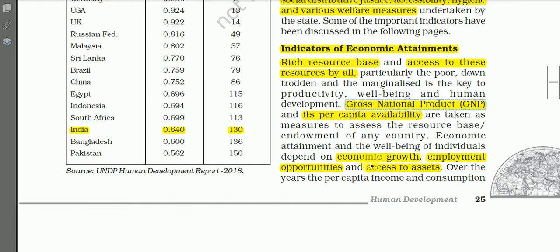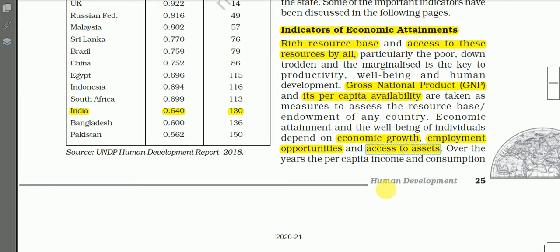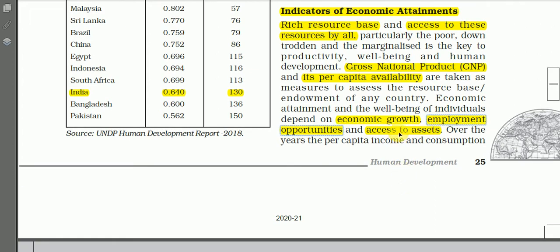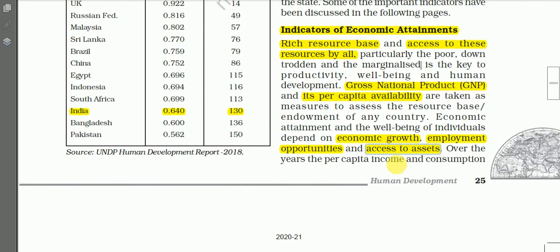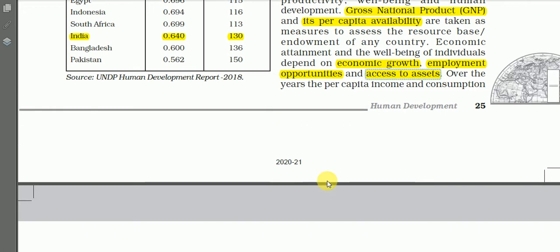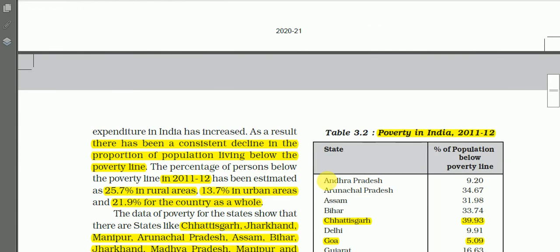Okay, the economic attainments and the well-being of individuals depend on economic growth, employment opportunities, and access to assets. Assets here means different resources. So the economic attainment of the people depends on the economic growth of the state or the country, employment opportunities given by the state, and access to the resources, access to the assets. Okay, so these are the aspects used to measure the economic attainment of a country and a state by the Planning Commission.